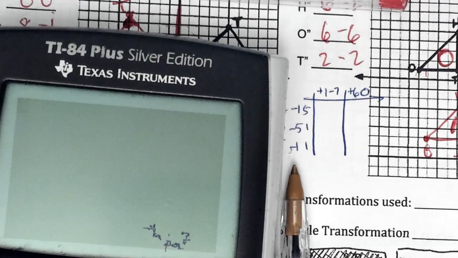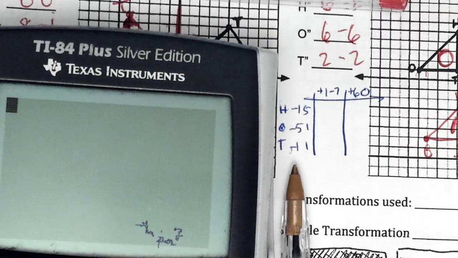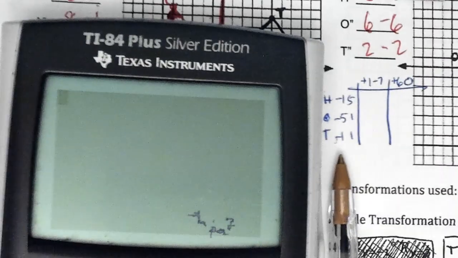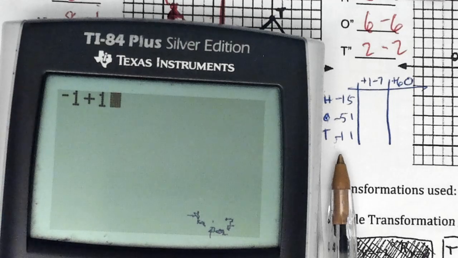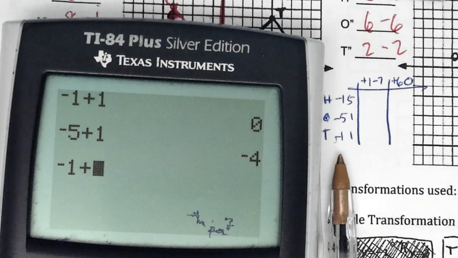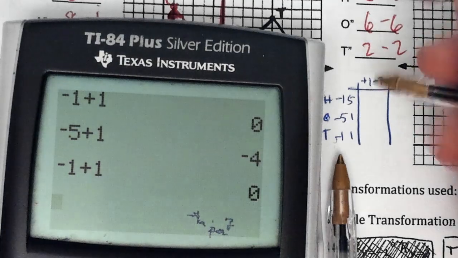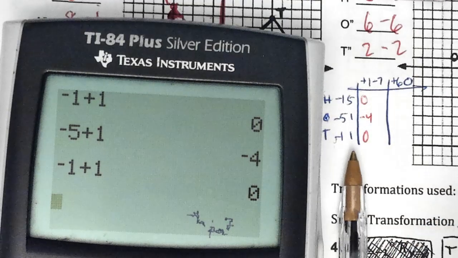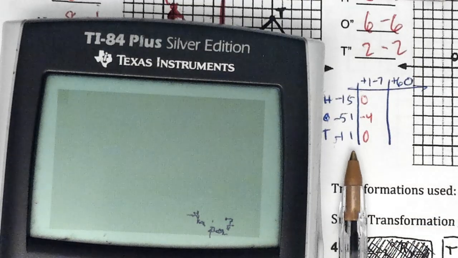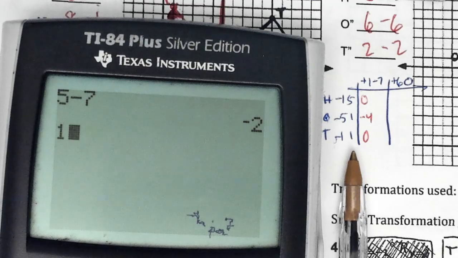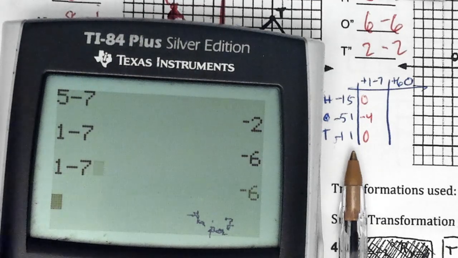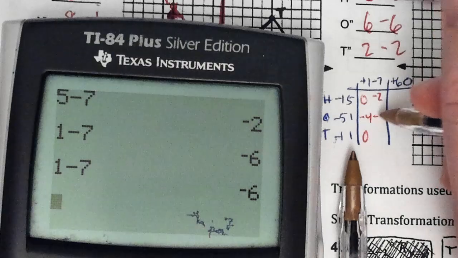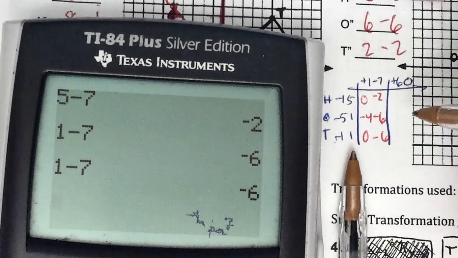right here. Take all those x's and I'm going to add 1. So we have negative 5 plus 1, negative 1 plus 1, and negative 1 plus 1. And we have 0, negative 4, and 0. Now take all the y's and we're going to subtract 7. So we have 5 minus 7, 1 minus 7, and 1 minus 7. And we have negative 2, negative 6, and negative 6.